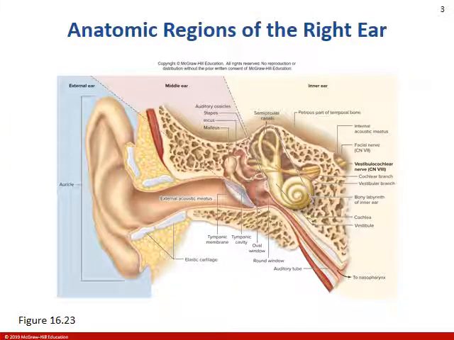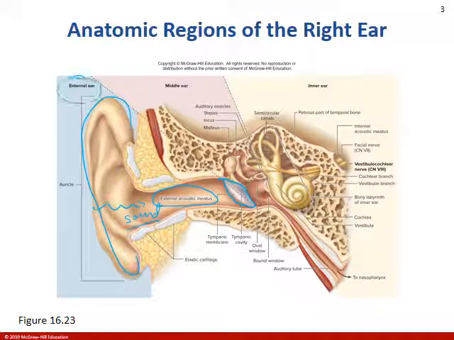Here's a better visual representation for you. Here's our ear that we're familiar with. This is the auricle. Then we have the external acoustic meatus. The sound waves are being funneled through the ear to the external acoustic meatus, and then you can see the tympanic membrane right here. And all of these structures make up the external ear.